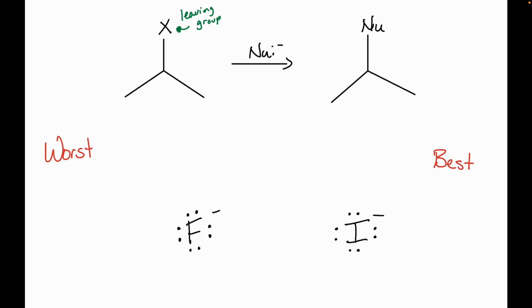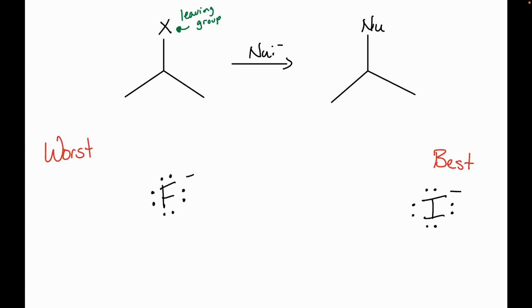It's actually not fluoride, because fluoride's so small. And so if it has that negative charge, that electron density is packed into this tiny little area. The larger an ion is, the better able it is to spread that charge out, making it nice and stable. And we see the same trend when we're talking about leaving groups. So iodide is the best leaving group, fluoride is a terrible leaving group, and our chlorine and our bromine sit in the middle, again in order of size here.